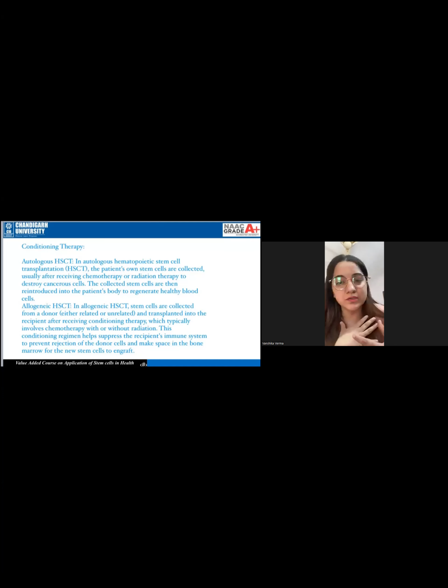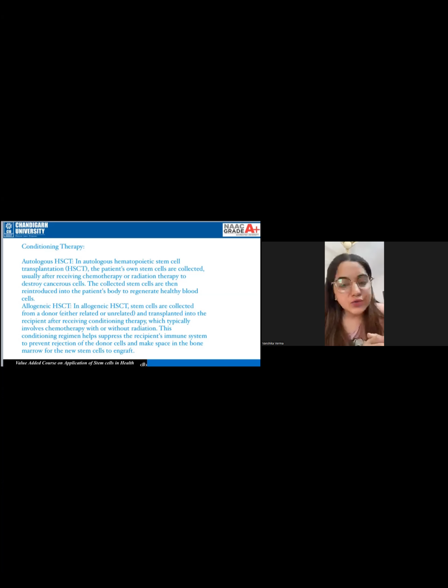Now for example, I am a person and I have cancer. In cancer we go through chemotherapy and radiation therapy. In the autologous case, first the collection of my own stem cells will be done. My own stem cells will be collected, and they will be reintroduced when the regeneration of healthy stem cells happens after chemotherapy. So for example, I am a patient, my own stem cells will be regenerated and then introduced into my body. So the therapy involves only one person. Auto means me, one person.